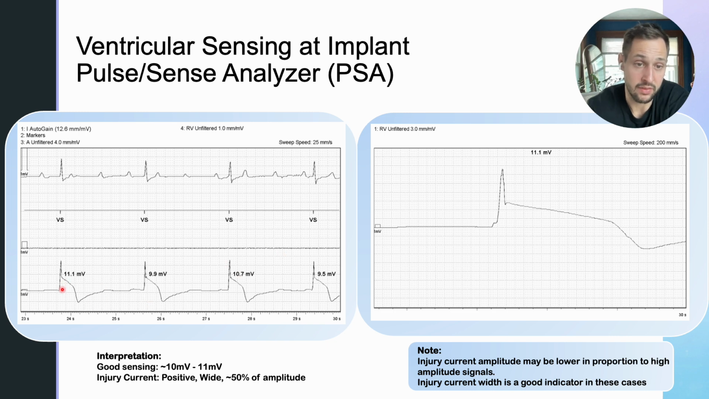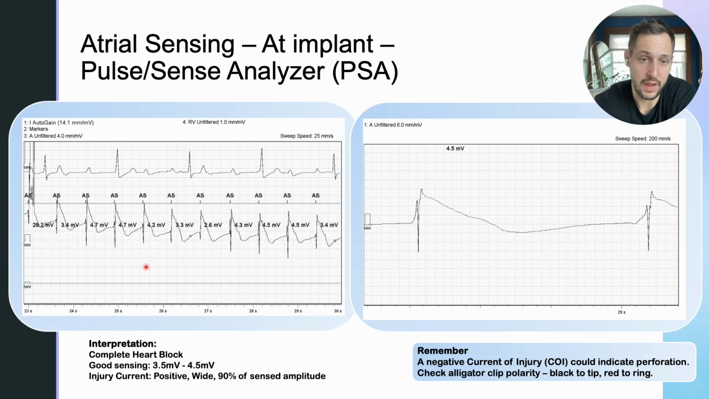Another thing is, obviously we're looking at width, we're looking at positivity, and everything indicates a strong injury for me. Let's look at the atrial injury current. Same thing. We know we're in the atrium, not because of these atrial markers, because once again, you can accidentally plug it in the wrong port. That'll say VS here. We're looking at our EKG. It lines up with the P waves. This one lines up with the QRS, but that's just because the P wave is buried in the QRS here.